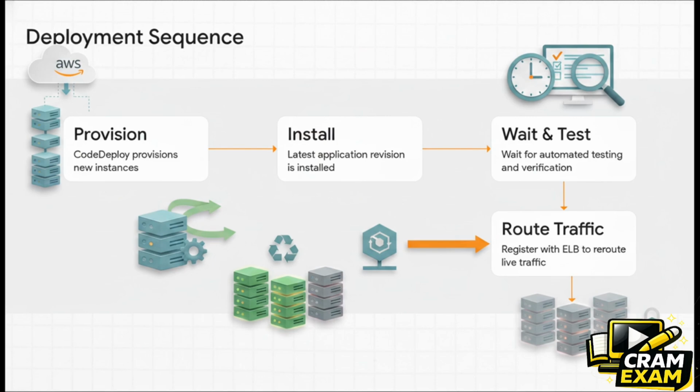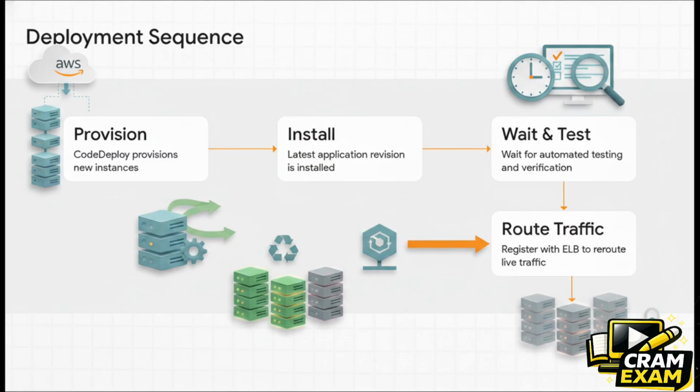Let's actually walk through the exact sequence of how this happens. For example, if we're on an EC2 compute platform, the instances in your deployment group, that's your original environment, are replaced by a completely different set of instances in a replacement environment. First, CodeDeploy provisions those new instances, and the absolute latest application revision is installed on them. Then, an optional wait time occurs. This is for activities like deep application testing and system verification.